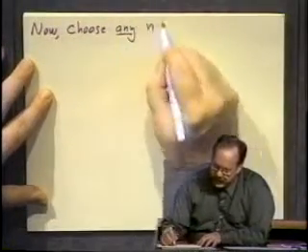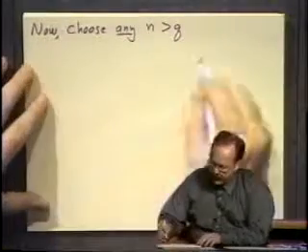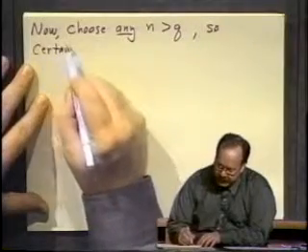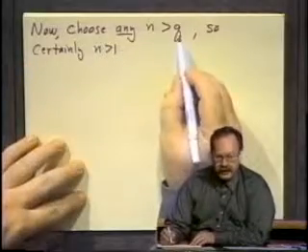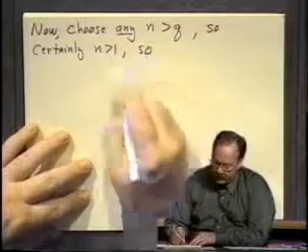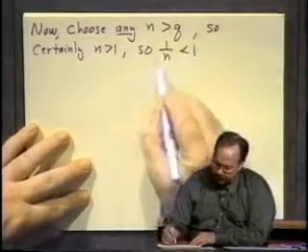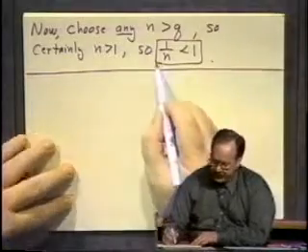We'll choose any n whatsoever that's bigger than the denominator of p over q. So, certainly, no matter what we choose for that to be, n is greater than 1. q could be 1 or bigger, but it's not going to be less than 1. So certainly n is greater than 1. So if we flip both sides over, that means 1 over n will be less than 1. Now that's a small observation.